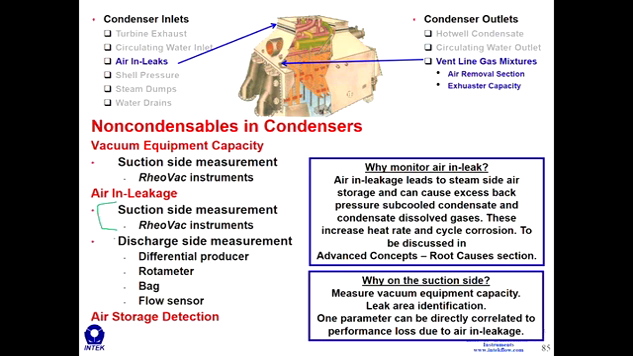There are discharge side meters, by which I mean meters that can be installed on the discharge of your vacuum equipment. There are differential pressure producers that can be put there. There's the rotameter, which probably everybody's familiar with. You can also put a bag over the discharge and measure the bag volume fill over time. That's one way to measure the air in-leakage. Or there are electronic flow sensors. We actually developed an electronic flow sensor early on. It's a simple thermal dispersion meter, but we found this measurement to be more useful and more reliable.